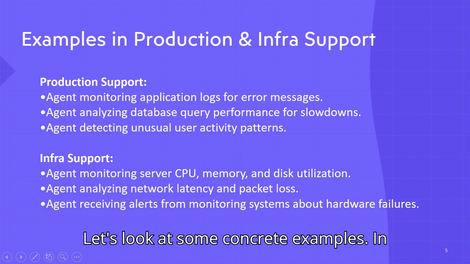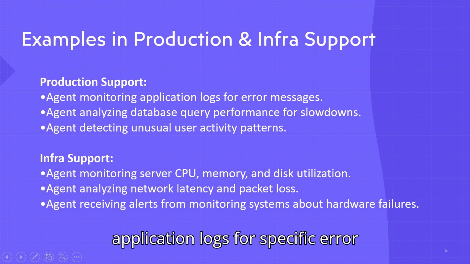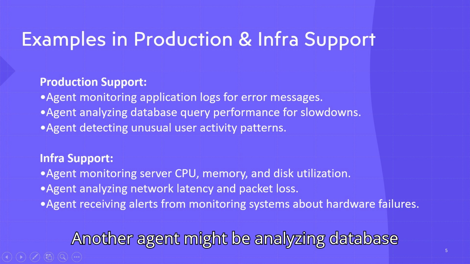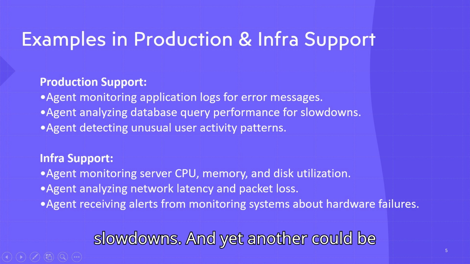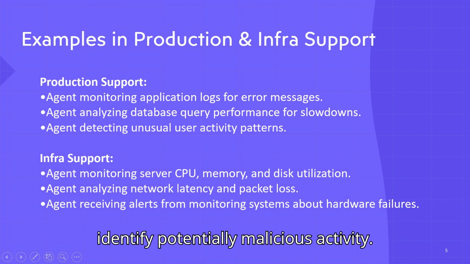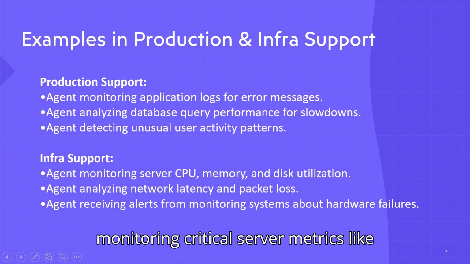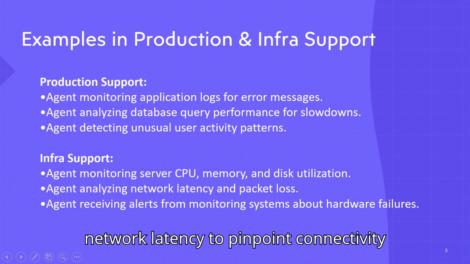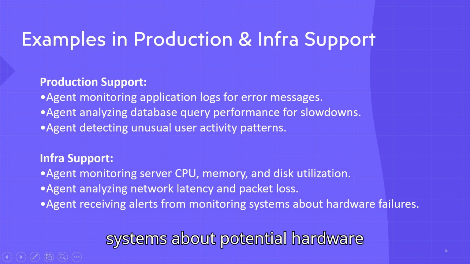Let's look at some concrete examples. In production support, an intelligent agent could be continuously monitoring application logs for specific error messages that indicate a recurring issue. Another agent might be analyzing database query performance to detect sudden slowdowns. And yet another could be learning normal user behavior patterns to identify potentially malicious activity. In infrastructure support, agents could be monitoring critical server metrics like CPU and memory usage, analyzing network latency to pinpoint connectivity problems, or even automatically responding to alerts from monitoring systems about potential hardware failures.